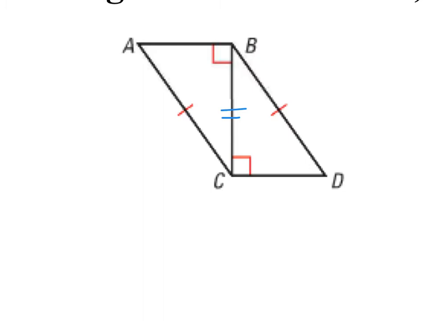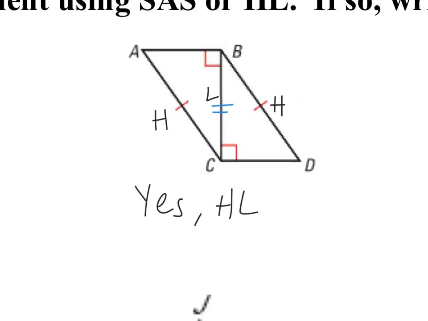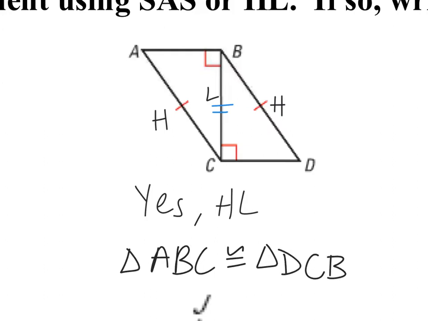You have a right triangle. You have the hypotenuse and a leg for both. Are they congruent? Yeah, they're right triangles, and you can use HL. So you say that triangle ABC is congruent to triangle, what goes with A? D. D, C, B. Order matters.